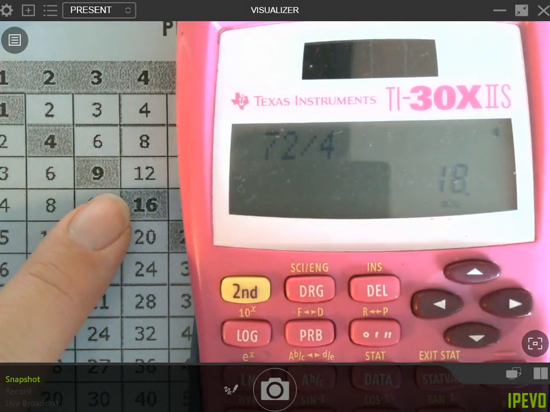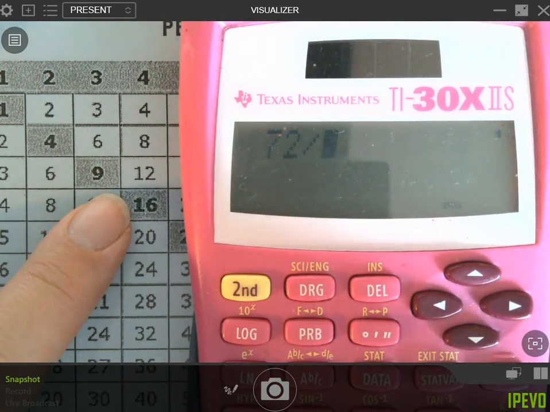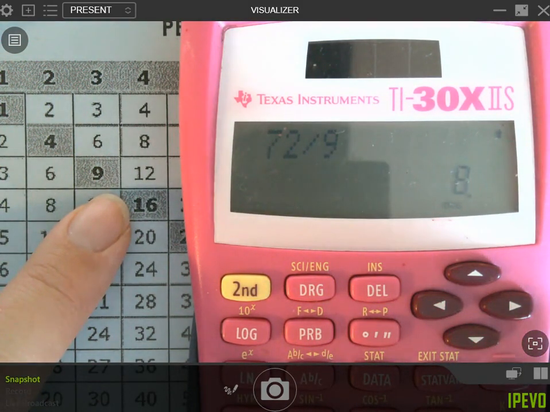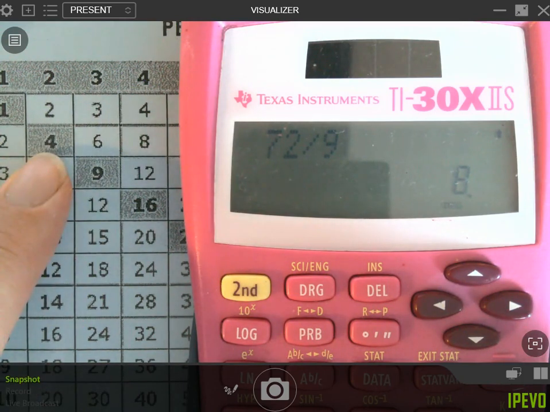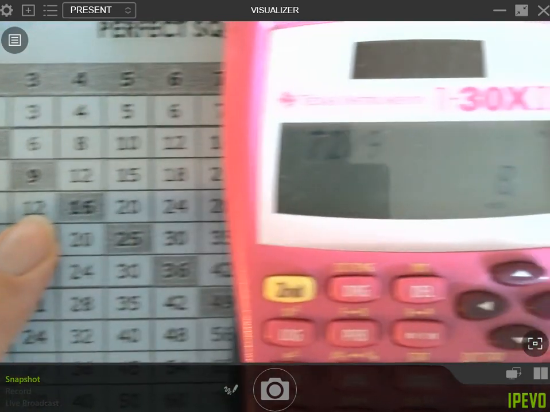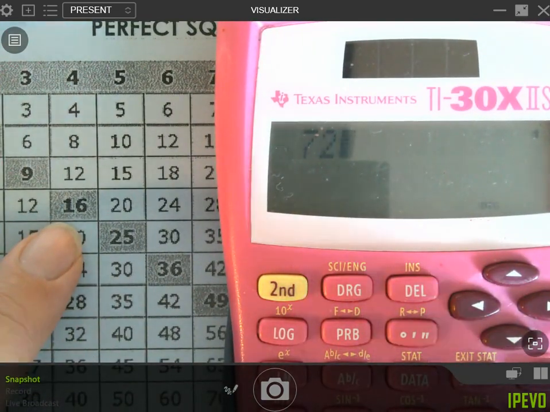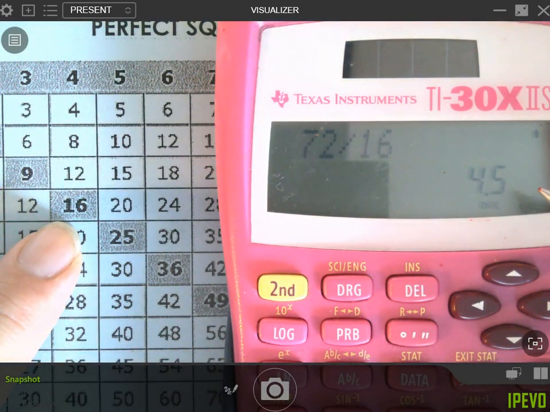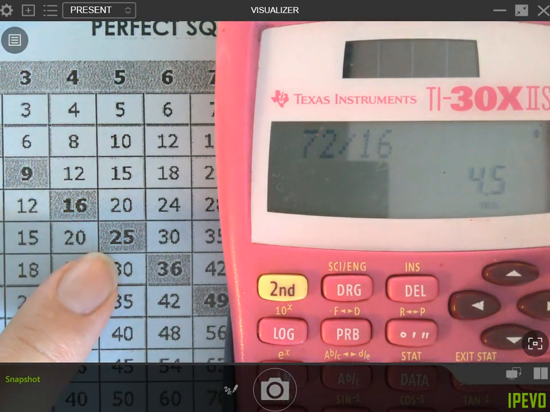Does 9 go into 72? Nope, there's another perfect square. So this is not the biggest perfect square because 9 works, right? You got to keep trying, guys. So then I would take 72 and divide it by 16. It does not divide evenly. See how I get that decimal answer? Nope, keep going.